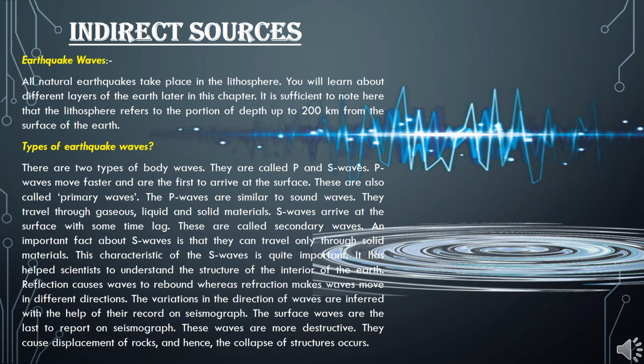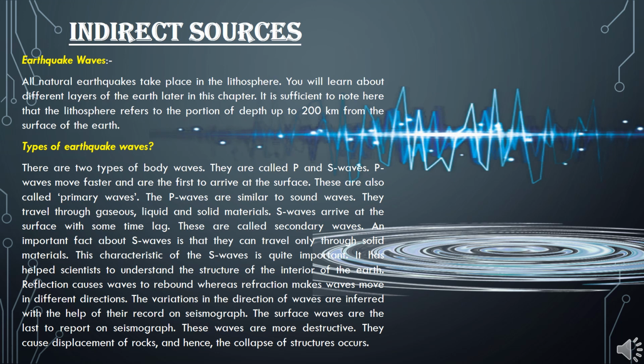Types of earthquake waves. There are two types of body waves. They are called P and S waves. P waves move faster and are the first to arrive at the surface. These are also called primary waves. The P waves are similar to sound waves. They travel through gaseous, liquid, and solid materials.